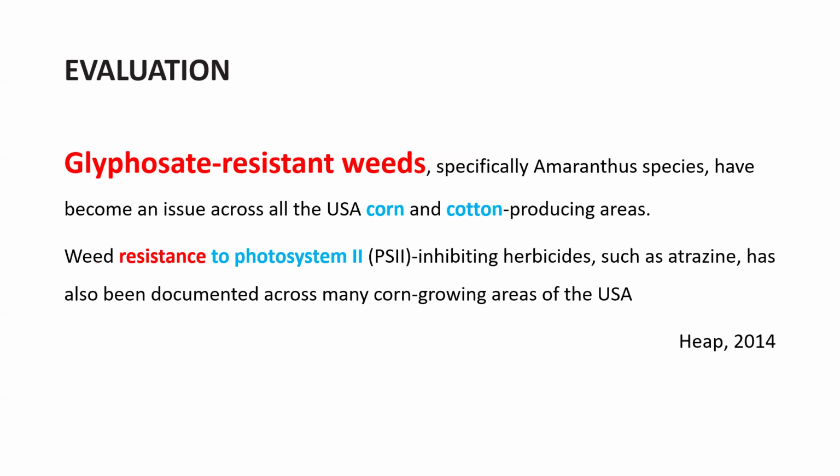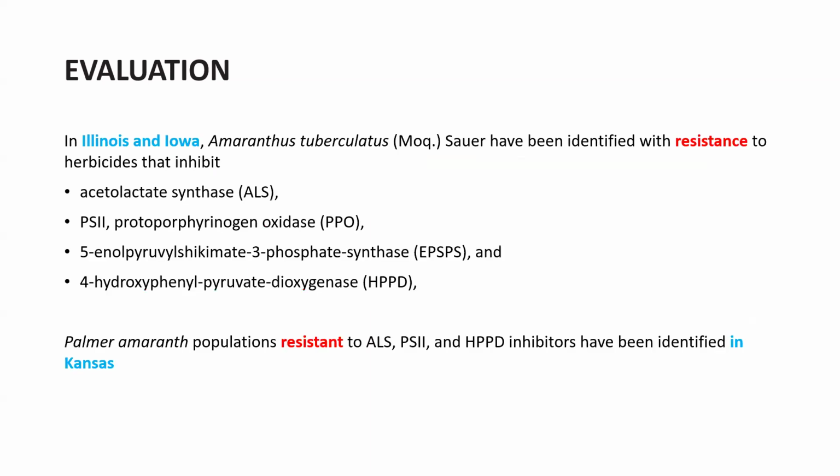And also resistance to a photosystem II, PS2, inhibiting herbicide, atrazine, has been documented across many corn growing areas of the USA. And in other regions, Amaranthus tuberculatus has been identified with resistance to herbicides that inhibit several modes of action, including ALS, PPO, EPSPS, of course, and also HPPD.